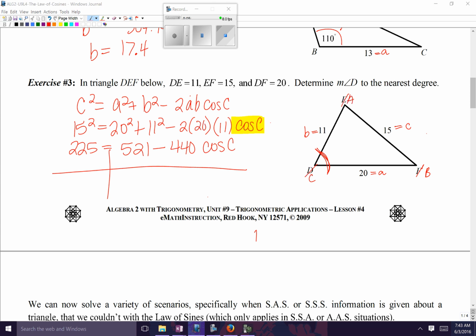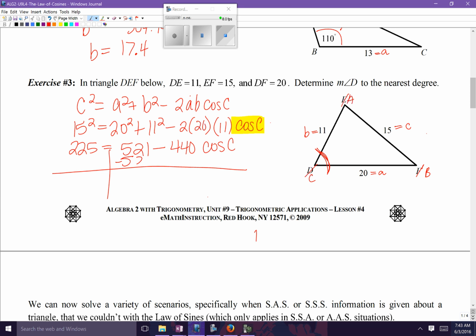So, in order to solve this, 225 minus 521 gives us negative 296. This cancels. Negative 440 times cosine of C. Divide again by negative 440, and you would get 0.672 equals the cosine of C.